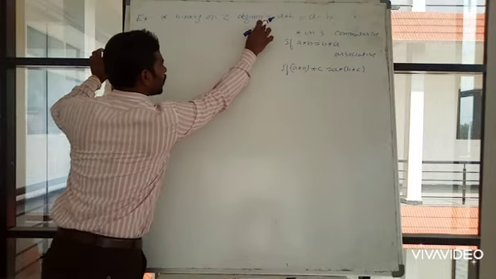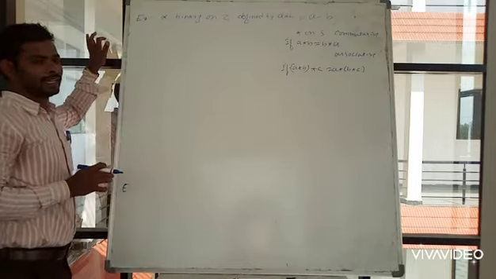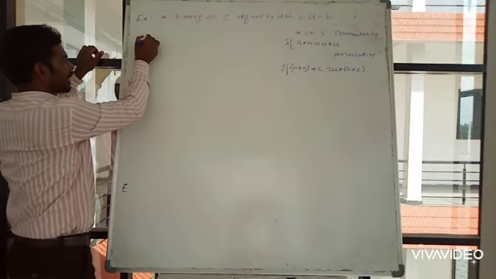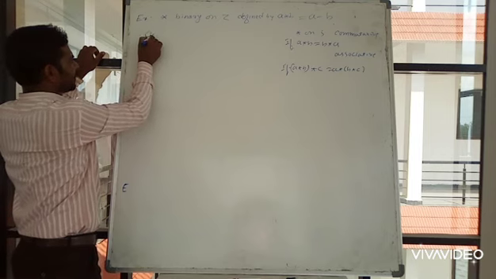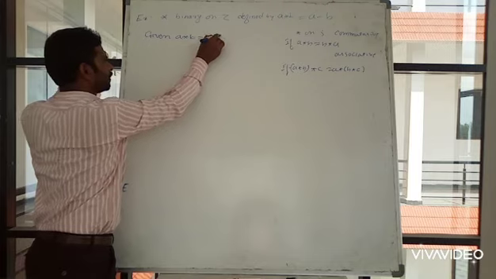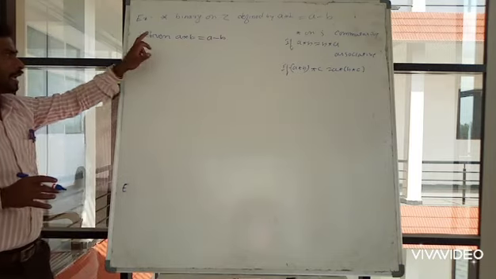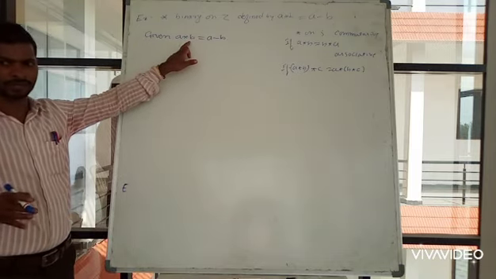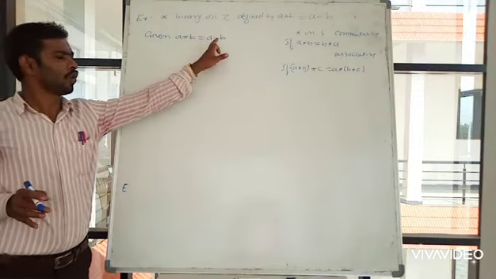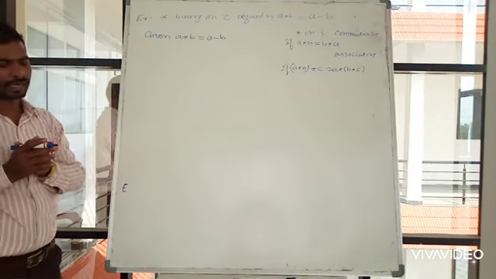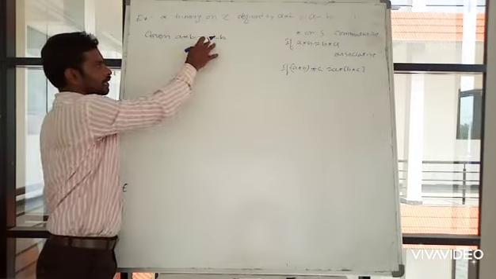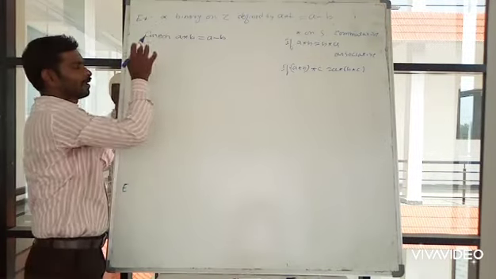Here this operation is defined on the set of all integers. This operation is given as star: A star B is equal to A minus B, where A and B are integers. This operation star is defined as the subtraction of two integers. Right? A star B is equal to A minus B. This operation star is a subtraction.